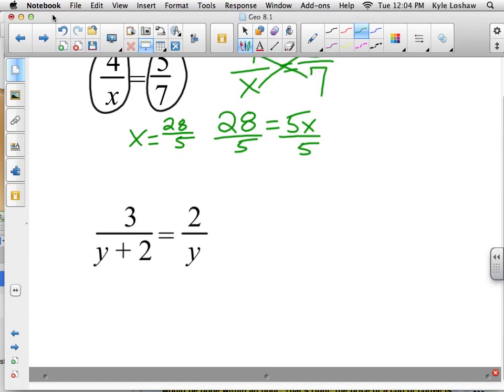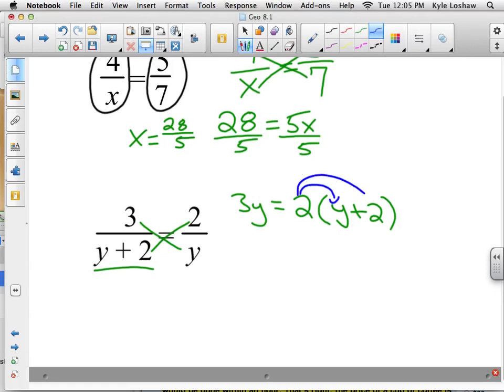What do we do? The same thing. We need to cross multiply. So our first one, 3 times y, gives us 3y. Now if we cross multiply here, we have 2 times y plus 2. With parentheses, we take the number on the outside and multiply it by both numbers inside the parentheses. So we're going to have 3y equals 2 times y is 2y, plus 2 times 2 is 4.